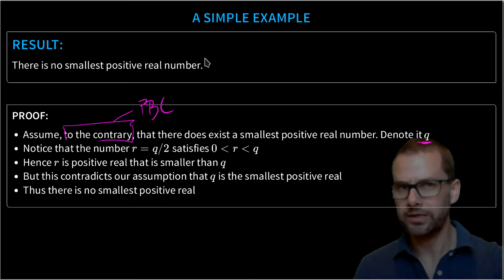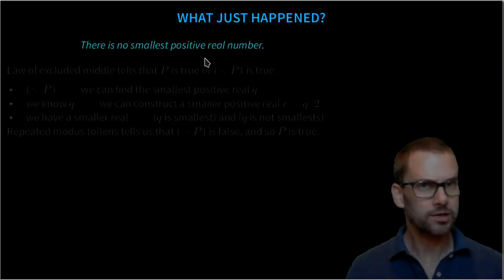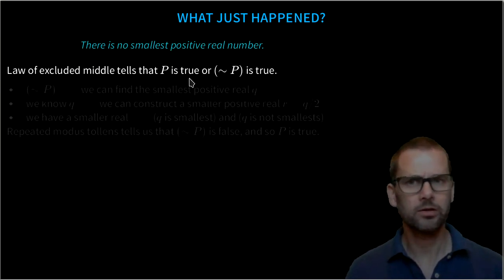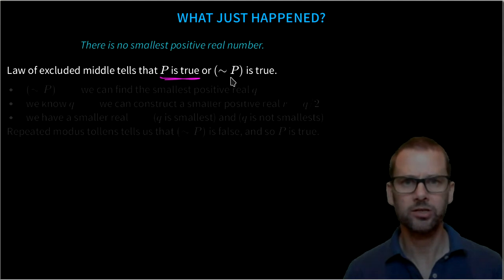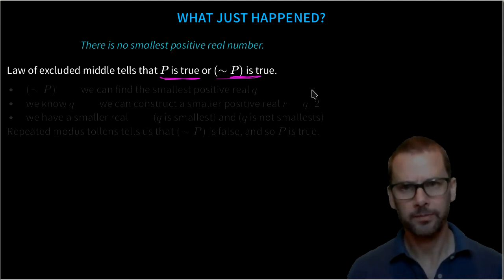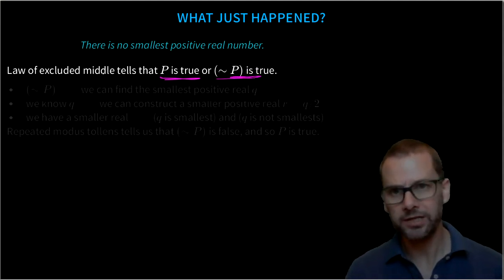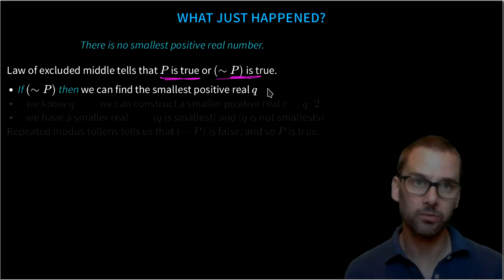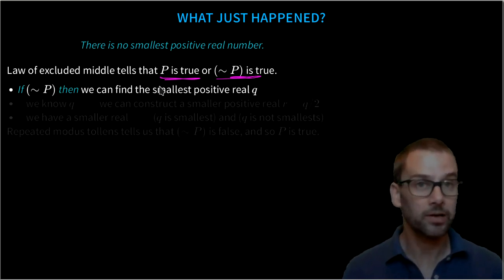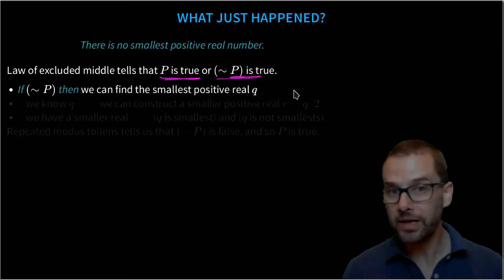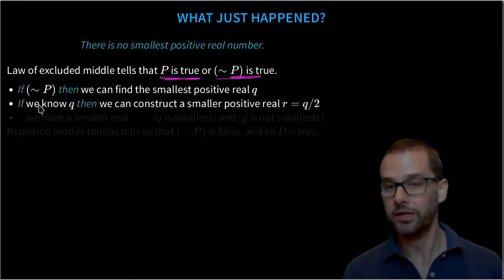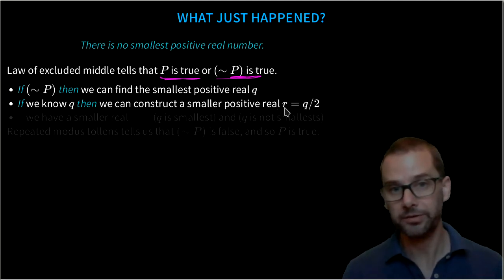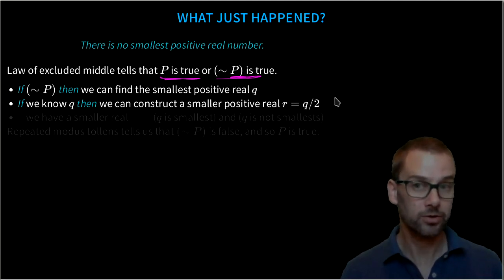Now let's analyze this proof a little bit further. What just happened? Well, the law of the excluded middle tells us that either P is true or not P is true. We just proved a chain of implications that if not P is true, then we can find a smallest real number. We know that this implication is true. From that implication, we then proved another implication: if we know Q, then we can construct a smaller positive real number, R, which is Q divided by 2.